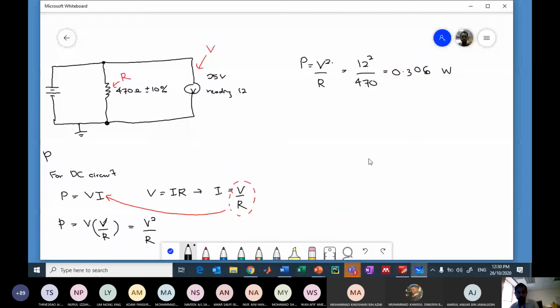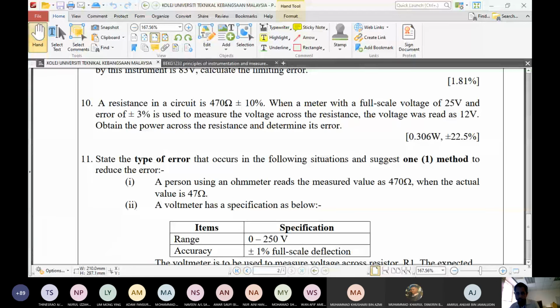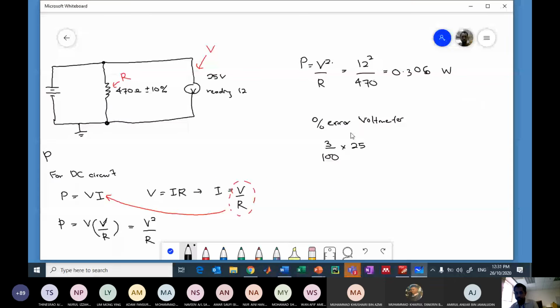because it's V multiplied by V divided by R. So let's calculate the percent error for the voltmeter. The voltmeter is given as plus minus 3%, full scale voltage of 25 volts. So 3 divided by 100 times 25. So we are going to get 0.75 volts.